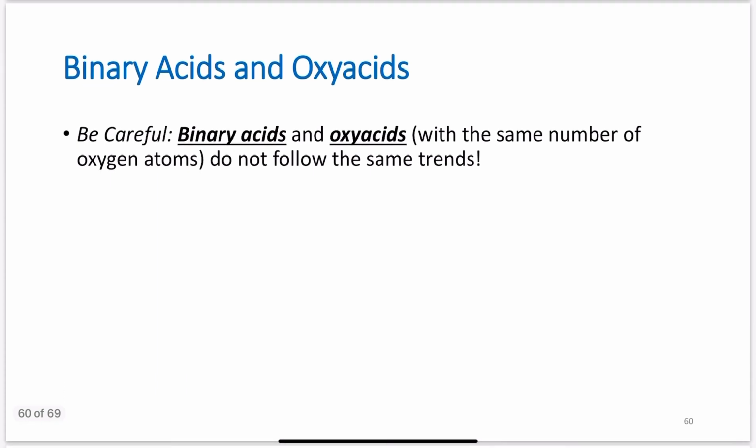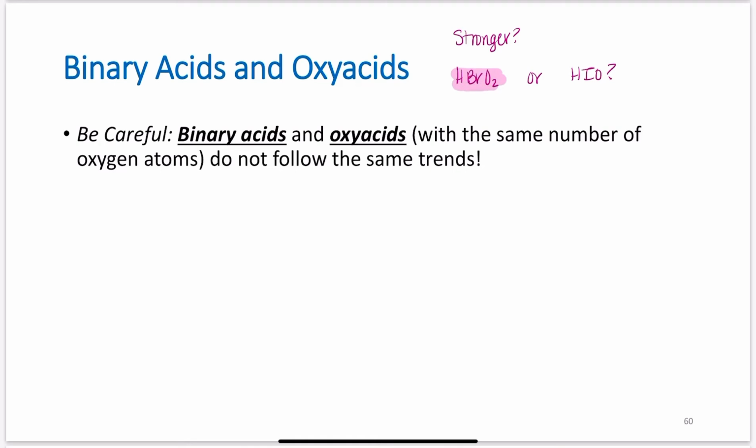Because I ran out of room on that side. For example, which is a stronger acid, HBrO2 or HIO? Well, we got two things going on here. We've got the different number of oxygens, but also a different central atom. In this case, this one's going to be stronger.